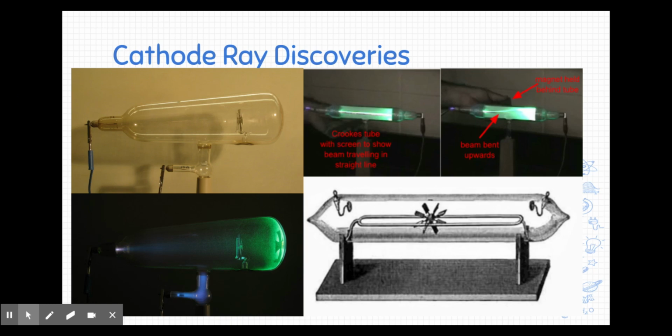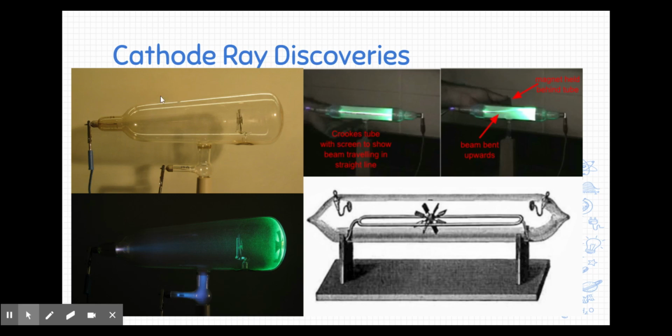So before we get to Thomson's work, we have to talk about some discoveries that were made with cathode ray tubes prior to Thomson's work. A lot of Thomson's discovery was based upon assimilating some earlier work and putting it all together.